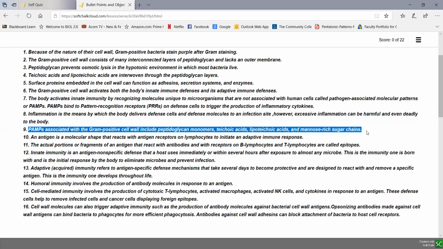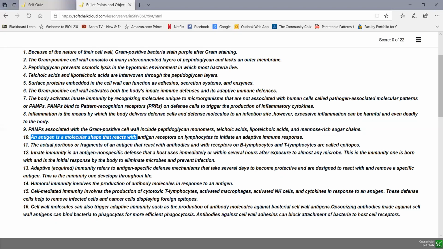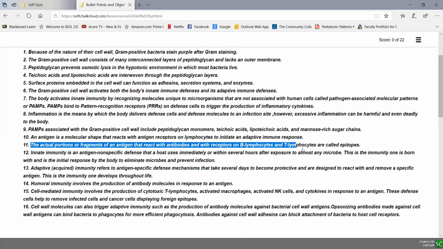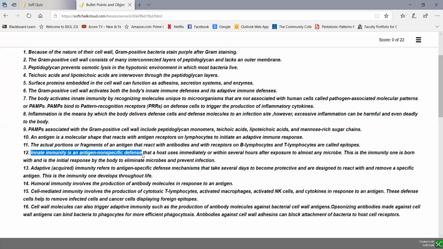We're going to learn a little about adaptive immunity. An antigen is a molecular shape that reacts with antigen receptors on lymphocytes to initiate adaptive immune responses. The actual part or fragment of an antigen that reacts with antibodies and with receptors on B and T lymphocytes is called an epitope. We're going to see that innate immunity is an antigen non-specific defense that the host uses immediately or within several hours after exposure to a microbe.